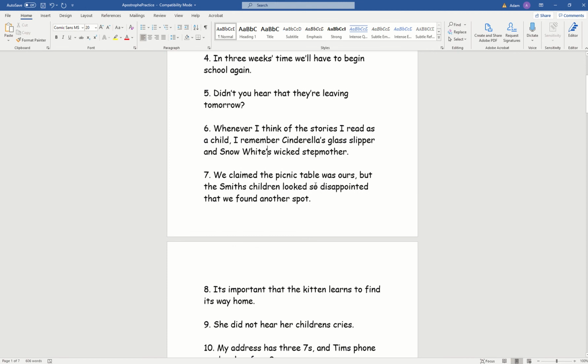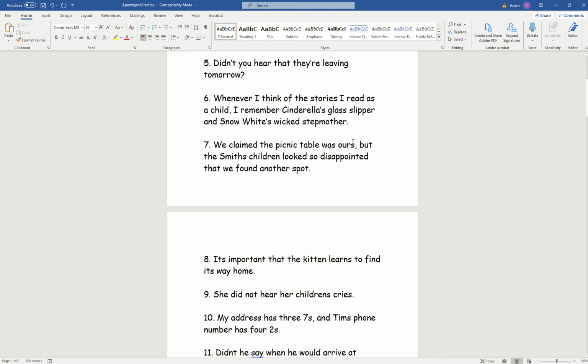We claimed the picnic table was ours, but the Smiths' children looked so disappointed that we found another spot. We claimed the picnic table is ours. Ours is possessive, but it's a possessive pronoun. Possession is built into it. That's one of our exceptions, so no apostrophe.